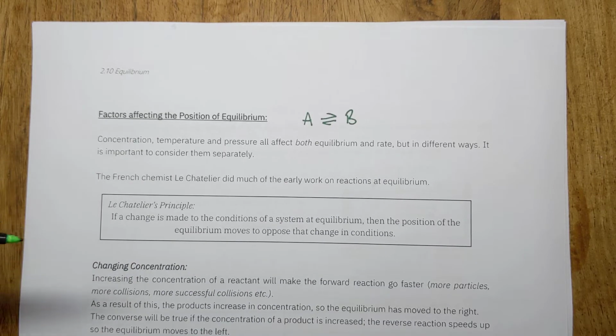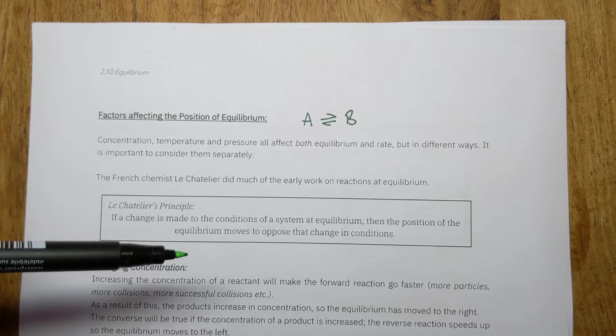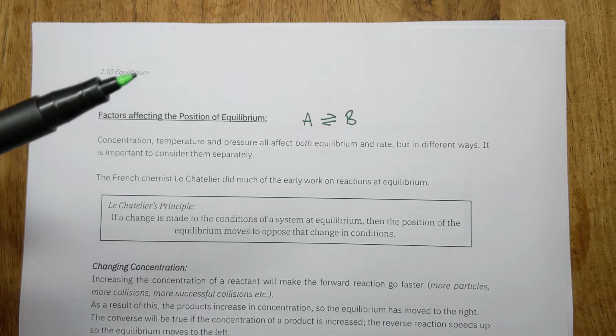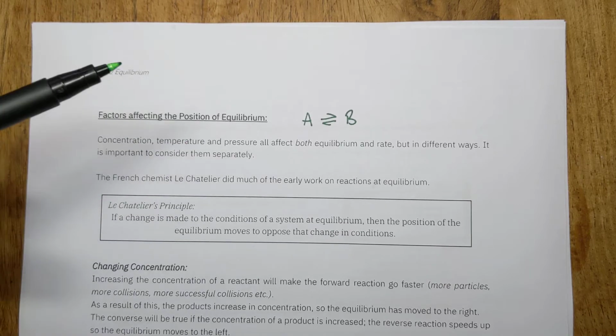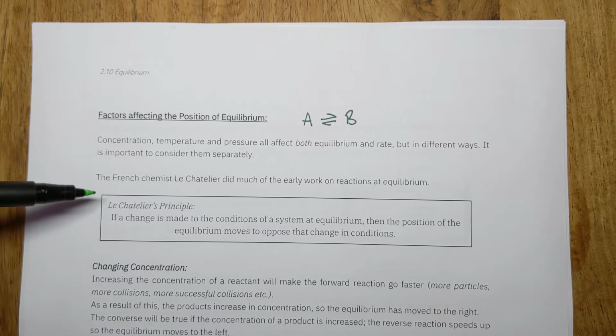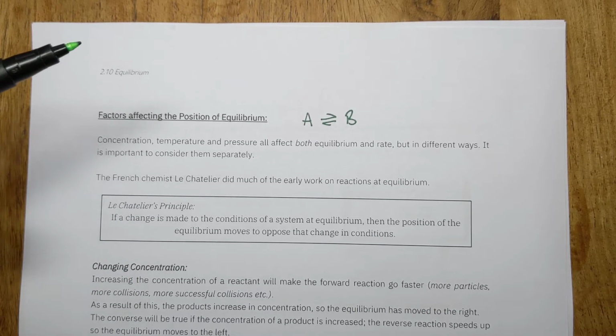A really important concept in actually changing the position of equilibrium is Le Chatelier's principle, named after a French scientist. His principle states, if a change is made to conditions of a system at equilibrium, then the position of the equilibrium moves to oppose that change in conditions. So it's a very general definition or principle, but essentially whatever you do to a system, your system tries to do the opposite in response to that. You never really have to worry about why or how it does that, as if it has a mind of its own.